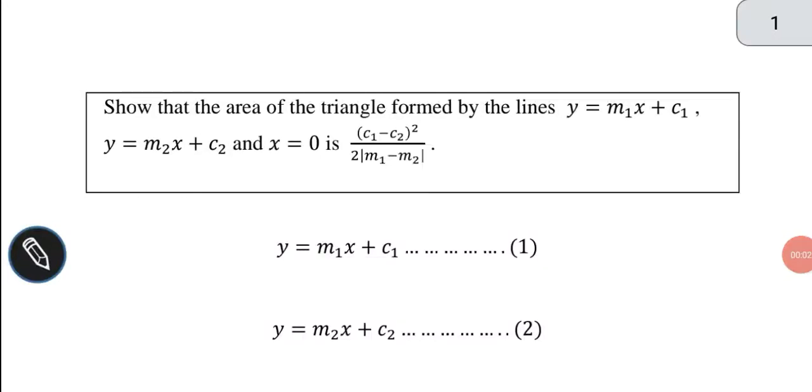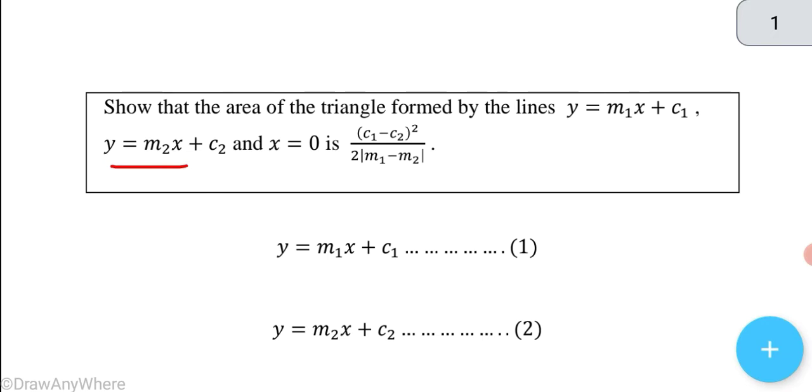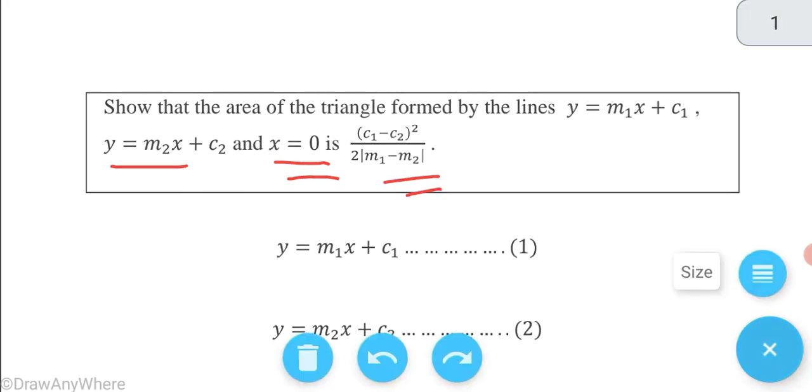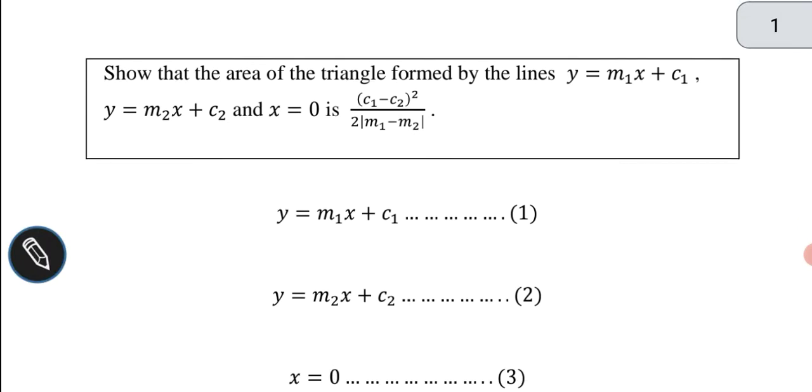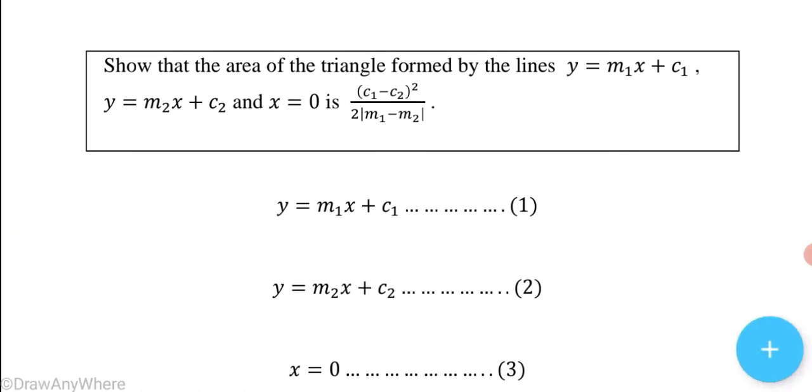Show that the area of the triangle formed by the lines y equal to m1x plus c1, y equal to m2x plus c2, and x equal to 0 is (c1 minus c2) the whole square divided by 2 modulus of (m1 minus m2).